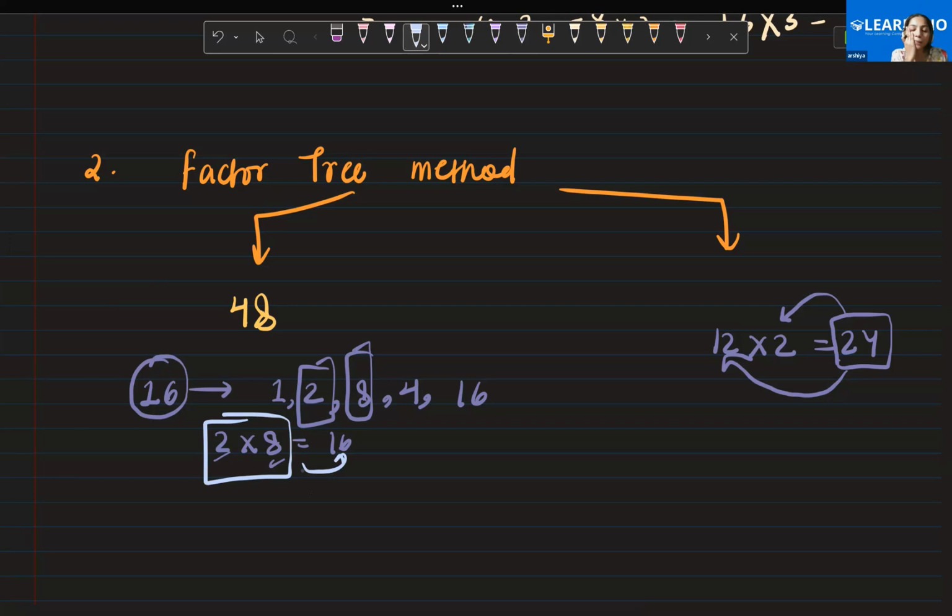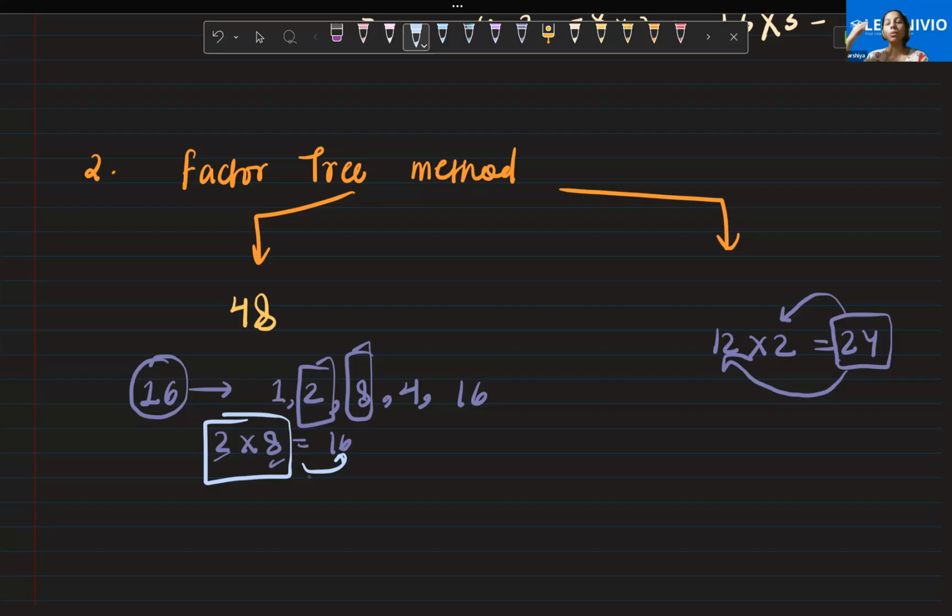Now, does that make sense? Yes. 2 multiplied by 8 is 16. Yes. Yeah, continue, continue. Were you saying something, Humaira?